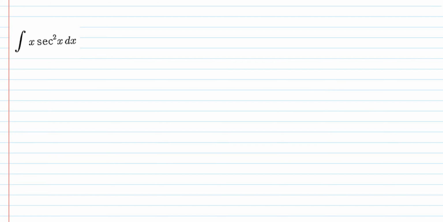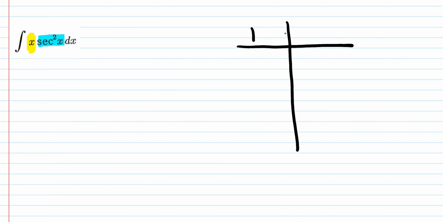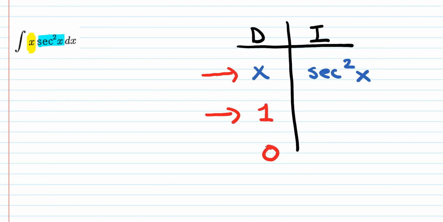Just like the other two questions in this video, we can start off by highlighting the first term and then highlighting the second term. And then we can set up our little table here, derivative and integral. Usually the first term is going to be the derivative, the second term will be the integral. These examples are kind of nice because when you take the derivative of x, you get 1, and then the derivative of 1 is going to be 0, so you can terminate that side pretty quickly.